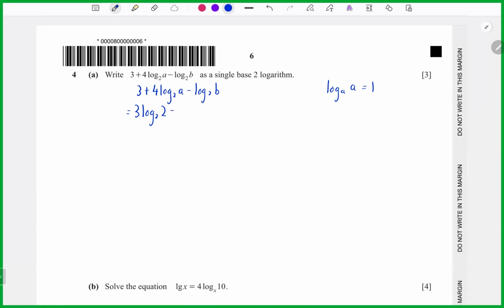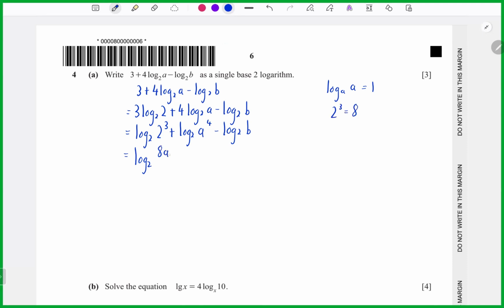Okay, so plus 4 log 2 a minus log 2 b equals log 2 power 3 plus log 2 a power 4 minus log 2 b, which equals log 2, okay, 2 power 3 equals 8. So 8a^4 over b.